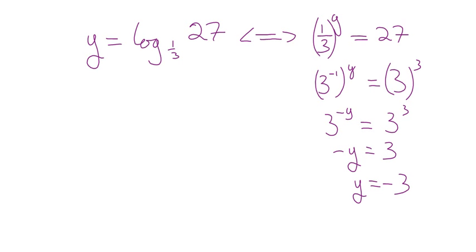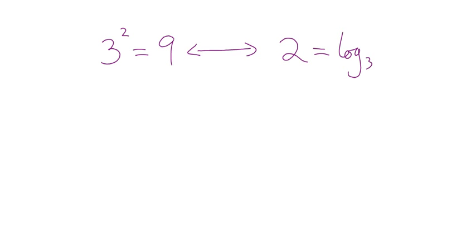Let's convert from exponential form to logarithmic form. So if I say 3 squared equals 9, that's written as an exponent, in exponential form, right? If I want to convert that to logarithmic form, then what am I going to say? So what's the y value? 2. Okay, so in logarithmic form, 2 equals log base 3 of 9.